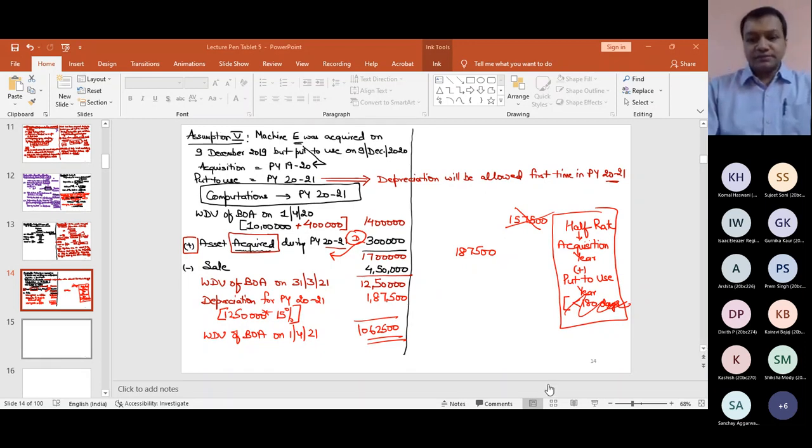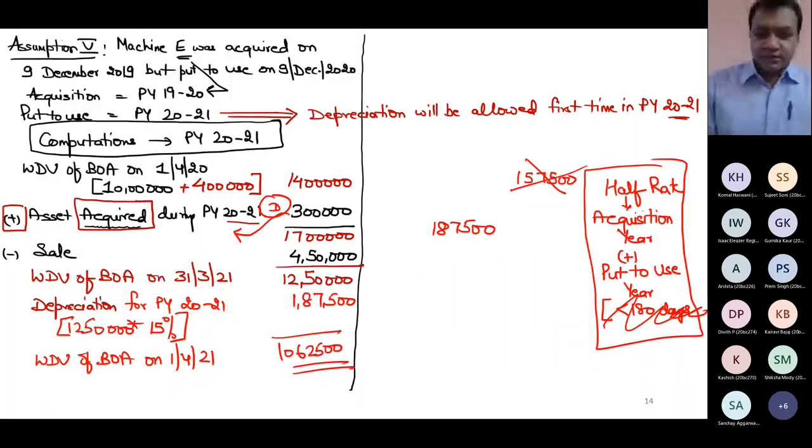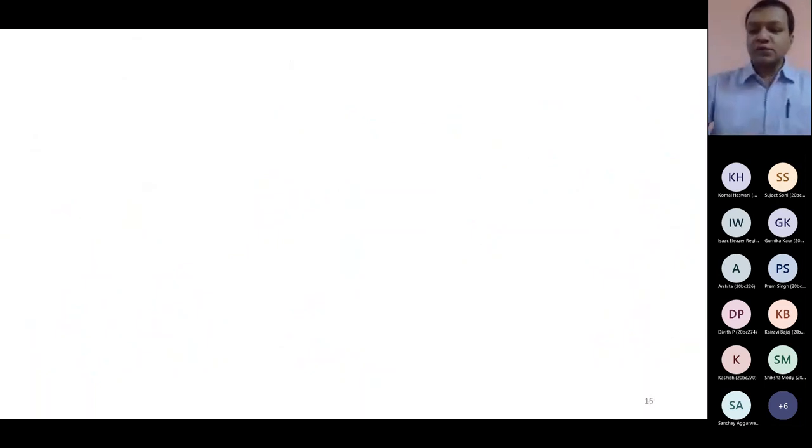Next assumption. These all are very simple assumptions, and I'm proceeding slowly so that the picture becomes clear in your mind. Assumption number 6.